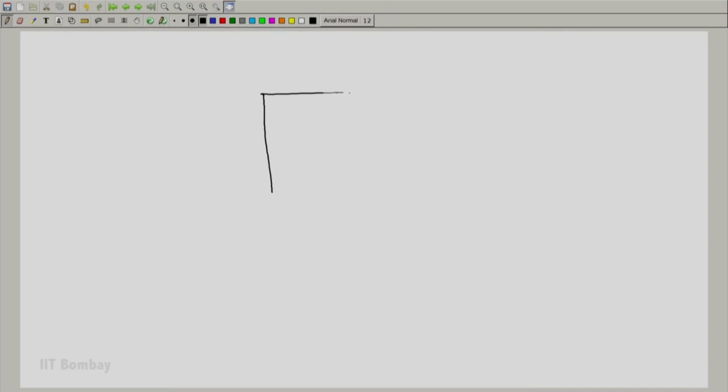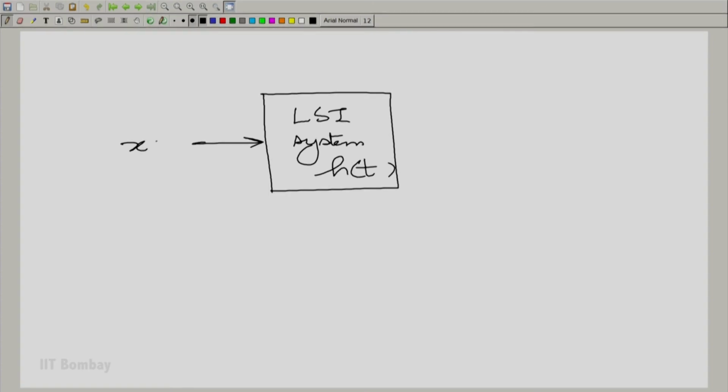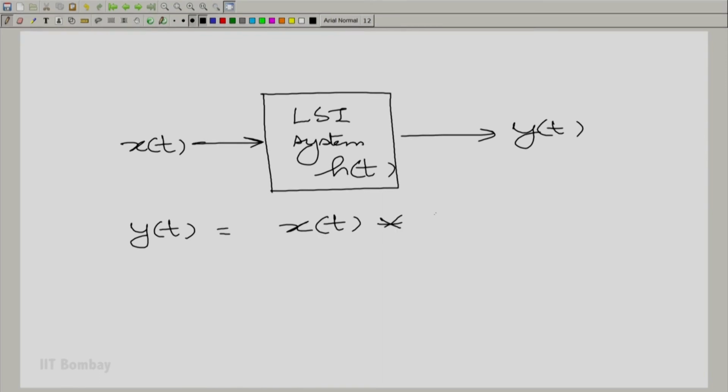Now we need to interpret this decoupling of frequencies a little bit. What exactly does it mean? You see, let us again take the context of the linear shift invariant system to interpret this decoupling. So we have a linear shift invariant system with impulse response h(t). You give it an input x(t) and calculate the output y(t). And of course, you know that y(t) is equal to x(t) convolved with h(t).